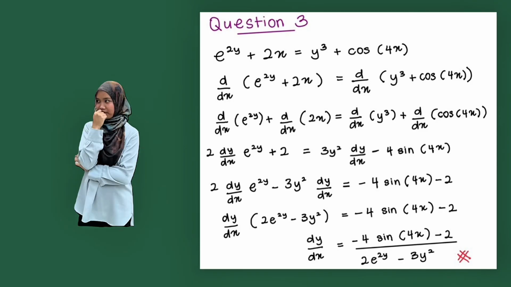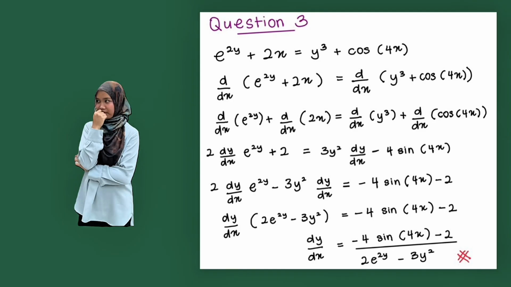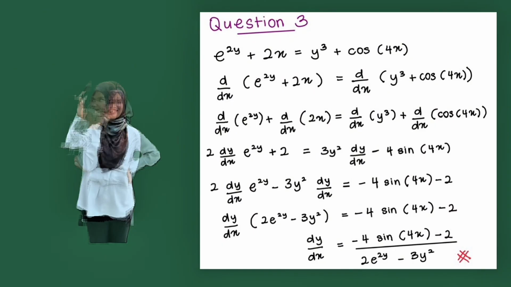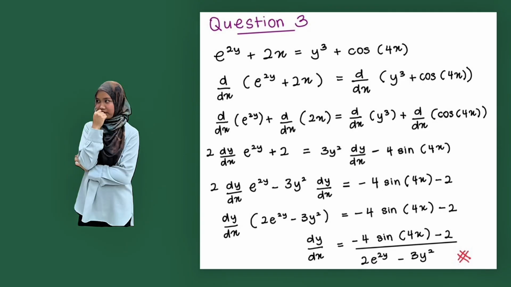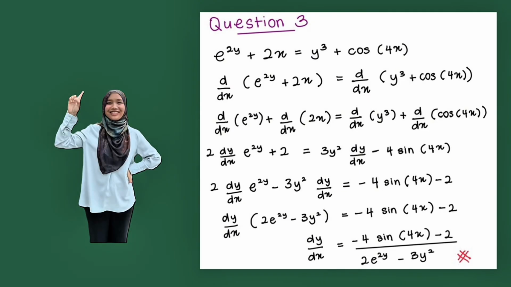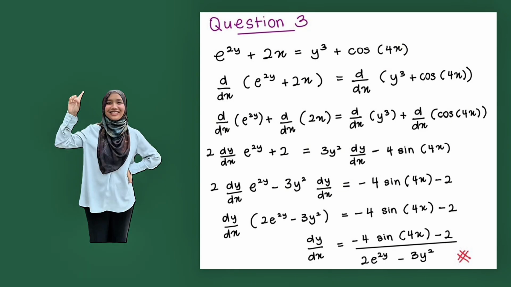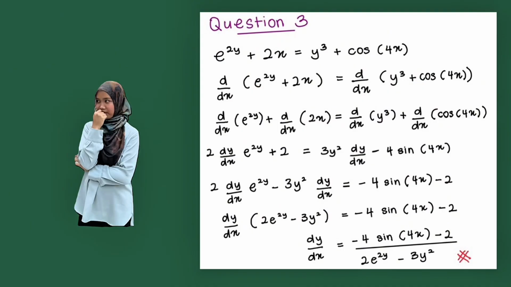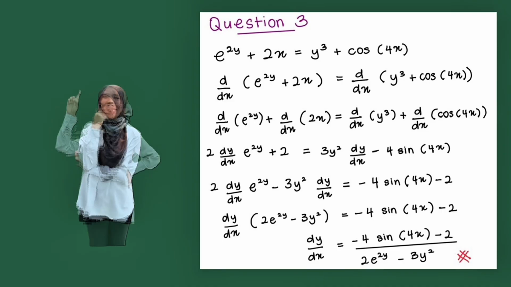After that, we need to expand them and differentiate each of them, and we will get 2 dy over dx e to the power of 2y plus 2 equals 3y squared dy over dx minus 4 sine 4x. And step 2, we need to factor out dy over dx on one side of the equation. So here, I bring the dy over dx to the left hand side, and we will get dy over dx times 2e to the power of 2y minus 3y squared equals negative 4 sine 4x minus 2.